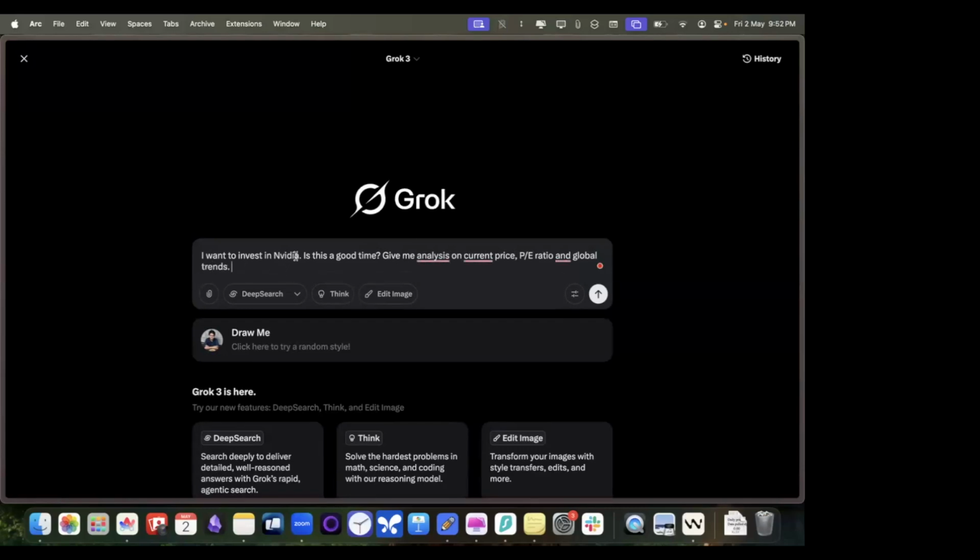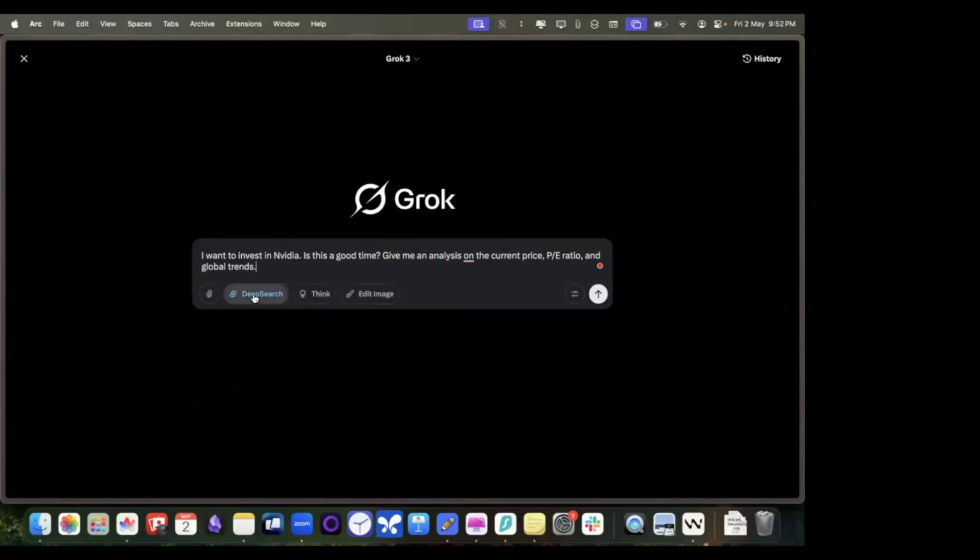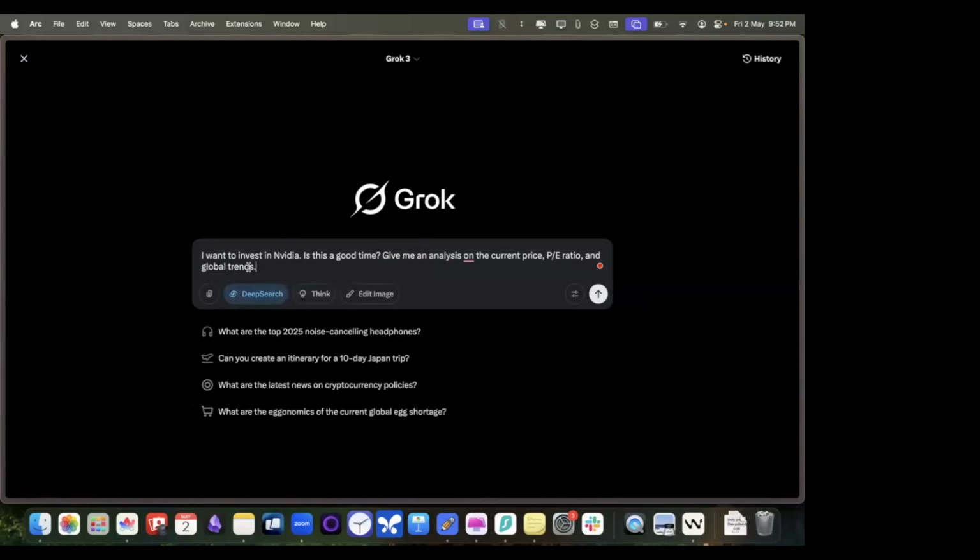So I want to invest in Nvidia. Is this a good time? Give me an analysis on the current price, PE ratio, and the global trends. In this, I'm going to click this button called Deep Search. What this button basically does is it goes to the internet and searches different links to find relevant data and information, so that the AI model will be able to predict better prices. Let me run this.